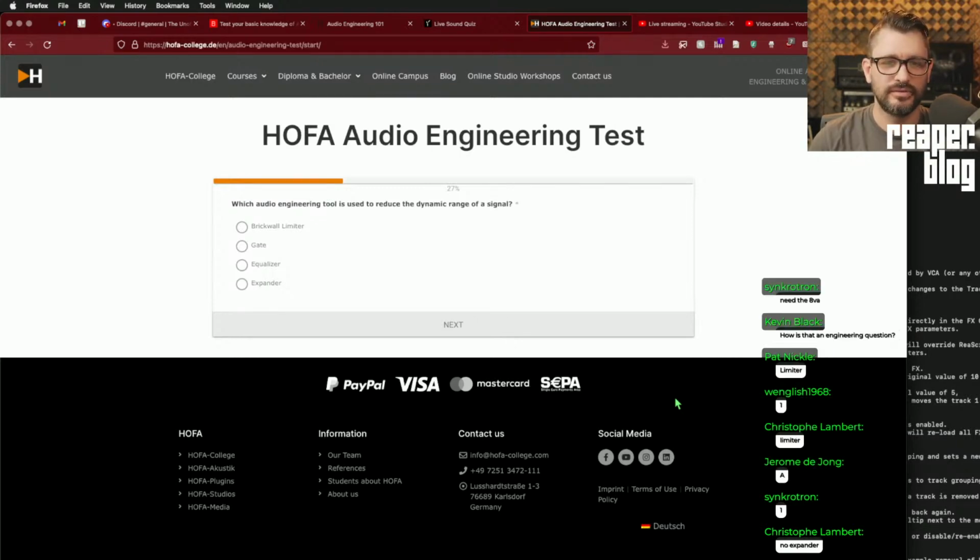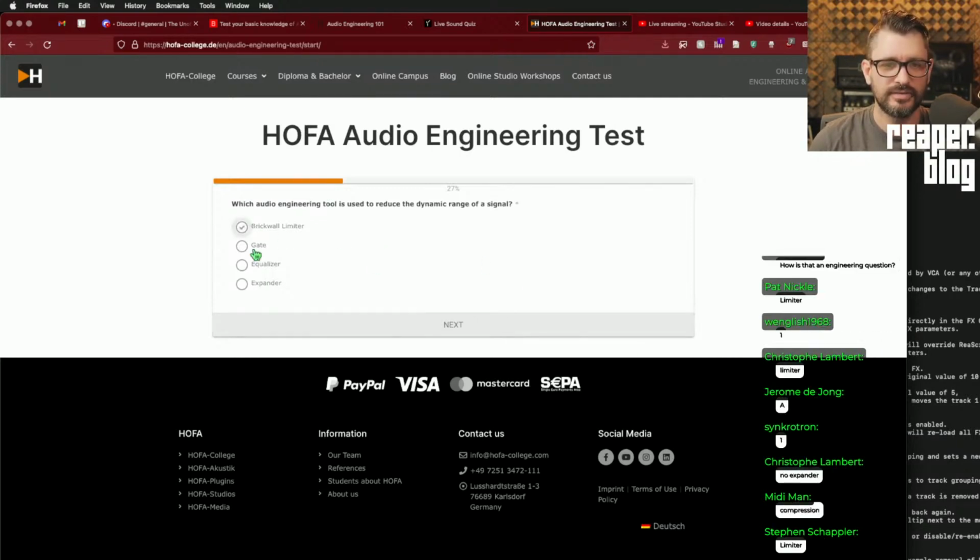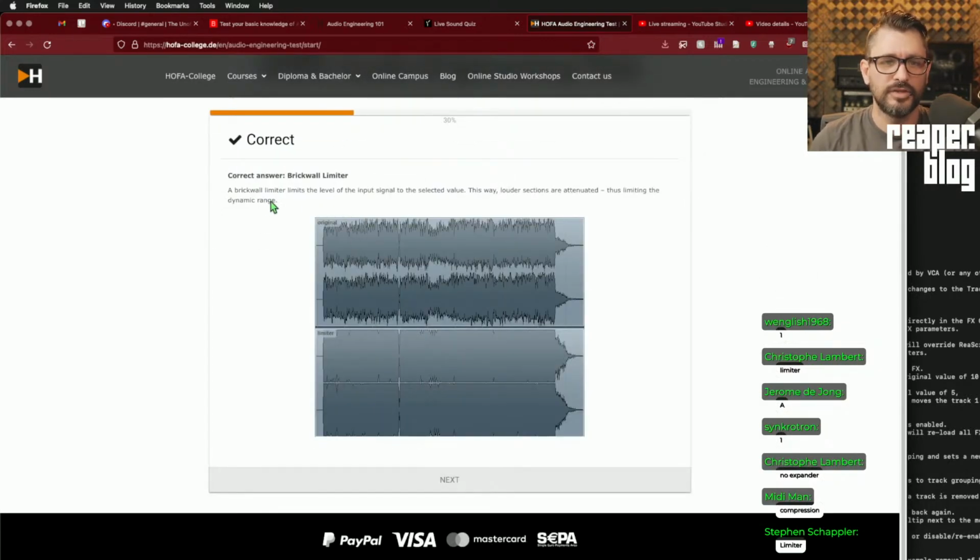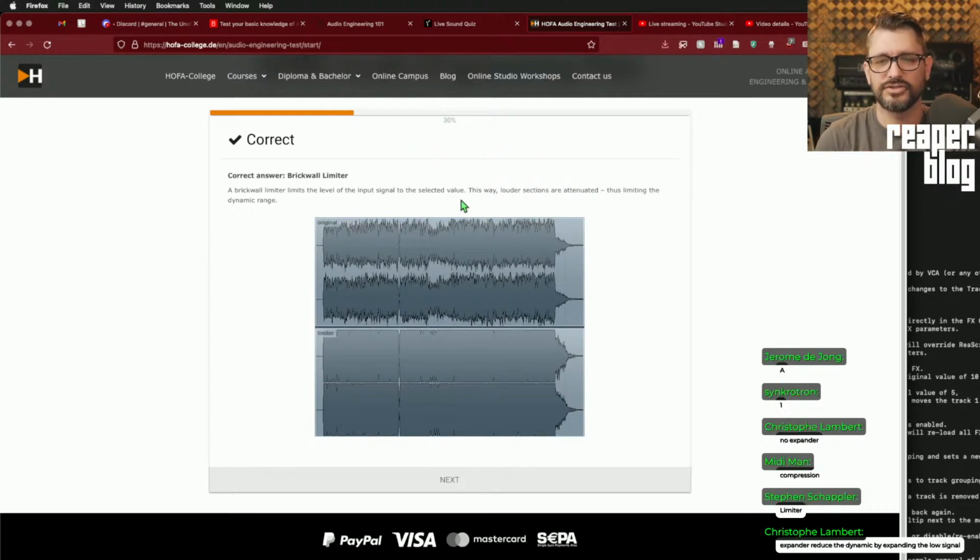So we're going with limiter because a gate and expander, very similar devices, expand the dynamic range. They turn down quiet signals. And an equalizer doesn't affect dynamic range at all. A brick wall limiter limits the level of the input signal to the selected value. This way, louder sections are attenuated, thus limiting the dynamic range.